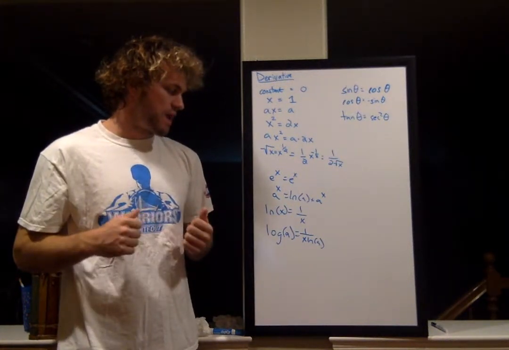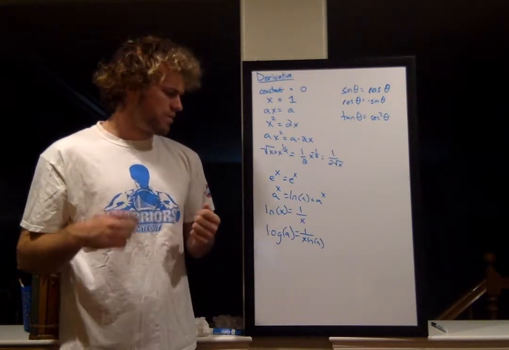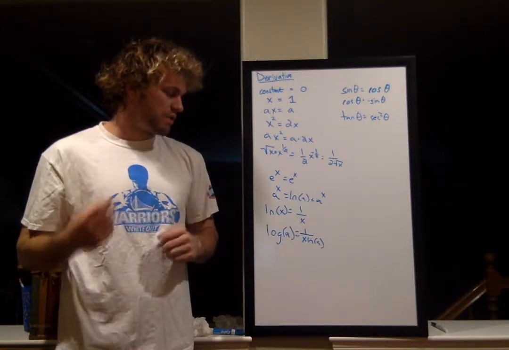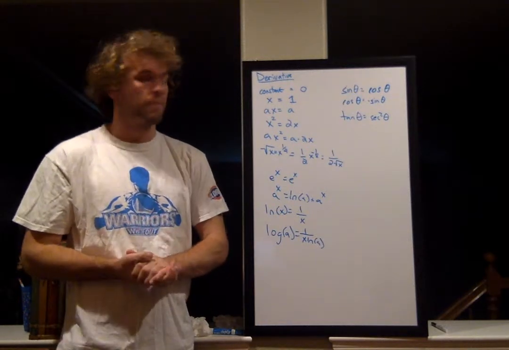The derivative of the natural logs, we're talking about logarithmic functions now, the derivative of logs. The derivative of natural log of x is just 1 over x. The derivative of log base a of x equals 1 over x times the natural log of a.